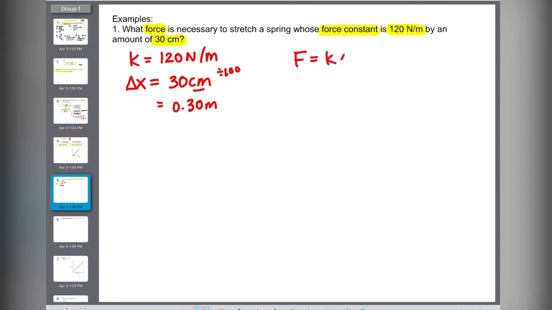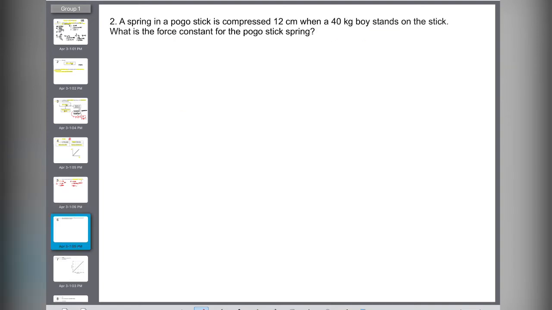Force is K delta X. So K is 120 Newton per meter times delta X, which is 0.3. So 120 times 0.3 gives you 36. The unit for force is Newton. So like always, it's a 3-mark question: 1 mark for the equation, 1 mark for plugging it in, and 1 mark for the answer with the proper units.